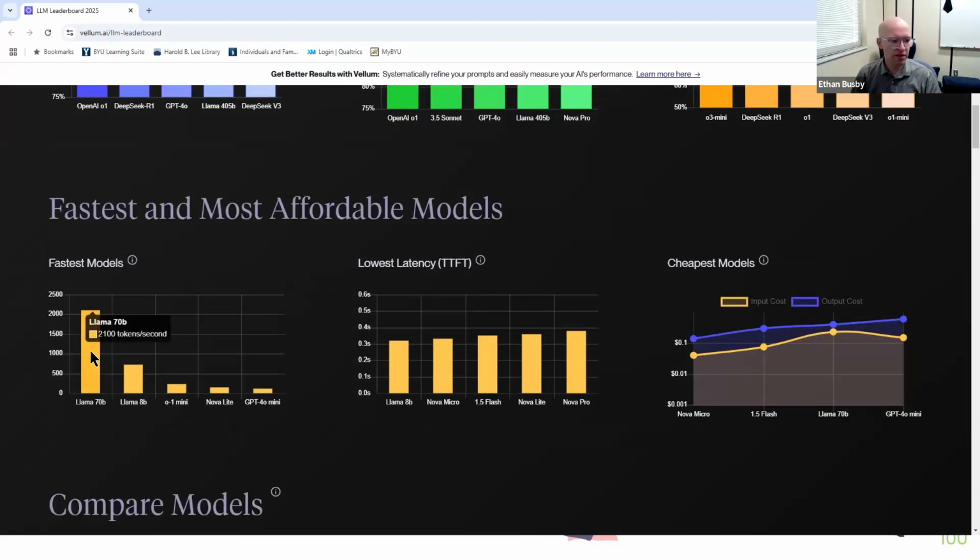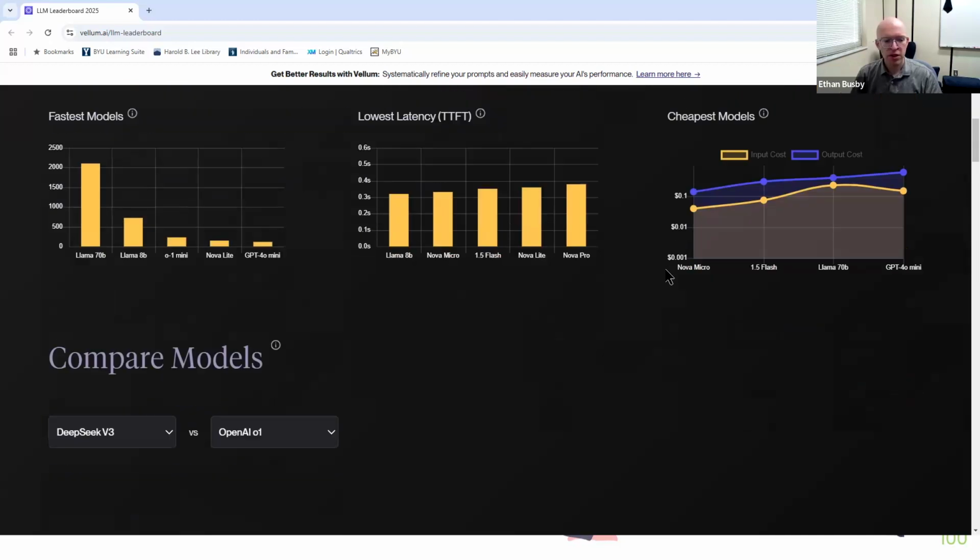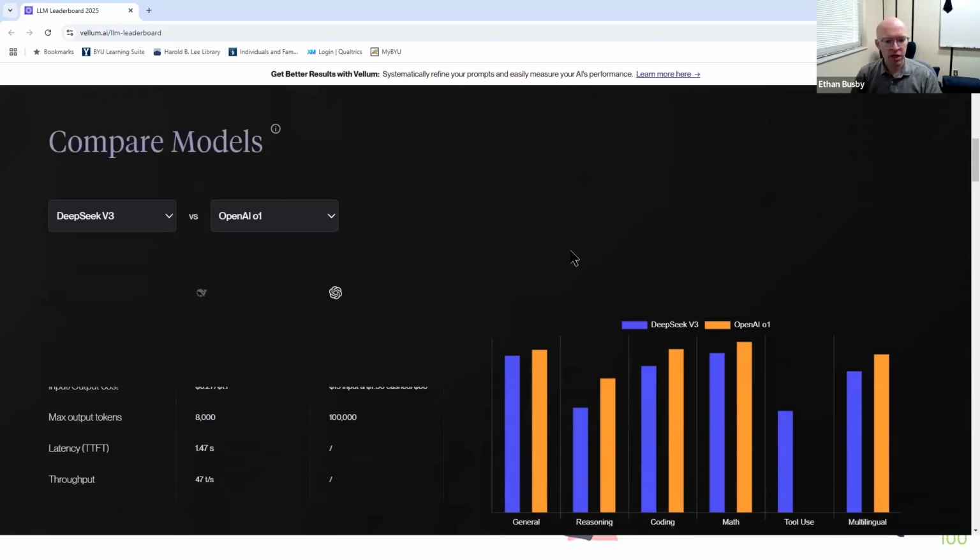And so we've got a Llama 70B here, moving up to o1 and then 4o mini, which ones have the lowest latency, and then which ones are the cheapest. And so some of these may be more or less important to you in your particular application. You can compare different models to each other.